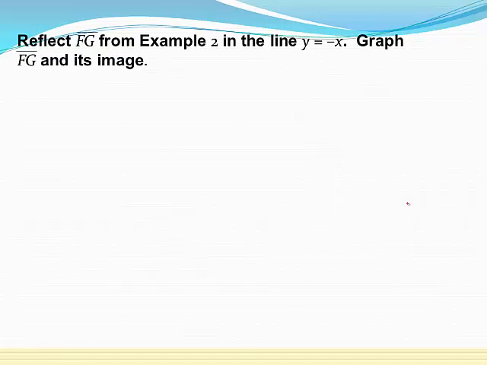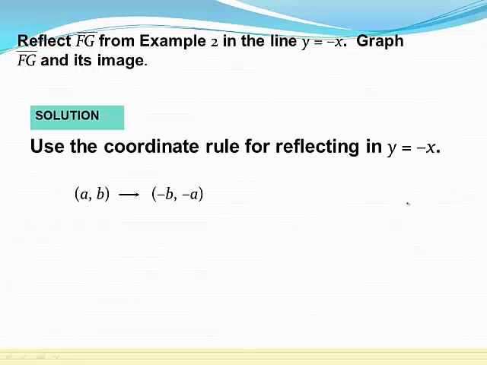Okay, so let's say we did this again: reflect FG from example 2 in the line y equals negative x. So look at the rule in your notes. What do you do with the points? All you do is switch them and take the opposite signs. In this case, my F, negative 1, 2, would become negative 2, positive 1, because it's the opposite signs as well. And G would become negative 2, negative 1 for G prime.